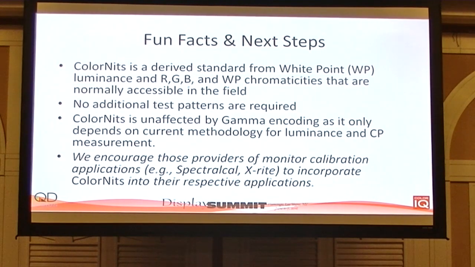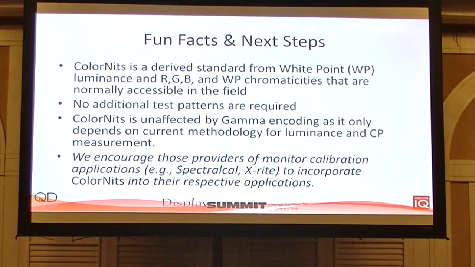So this slide is based on some feedback we actually got at SID. We had some questions come in from the press, so I just wanted to address them. But right now, this measurement, or calculation, is derived from standard white point movements in RGB and white point chromaticities that are normally accessible to the field. We don't require any special test patterns to do this measurement. And it's unaffected by gamma coding, as it only depends on the current methodology for luminance and CV measurement. And really, we want to start a conversation here.